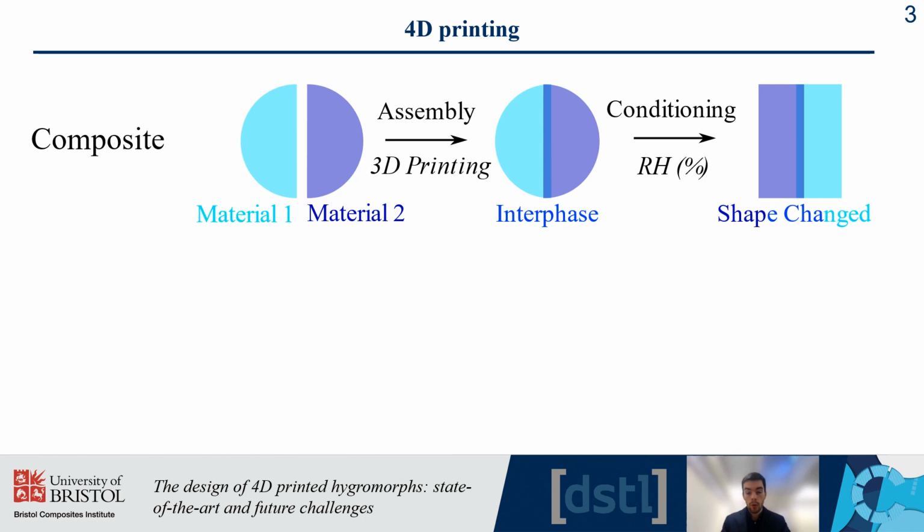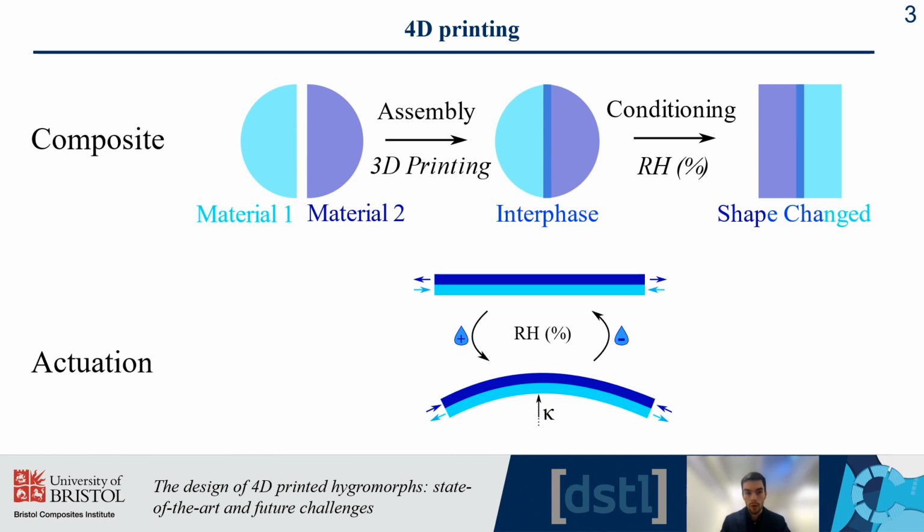To give a bit more context, I'm going to explain what I'm going to discuss here. We're only going to talk about composite materials, materials made of two different materials, material 1, material 2, which are only assembled in 3D printing. There are other ways of producing 4D actuators, but in our case we only consider printing. And we're going to condition it in a relative humidity, RH, and no other conditioning trigger which could be used. And the only actuation we're going to look at is the bending actuation.